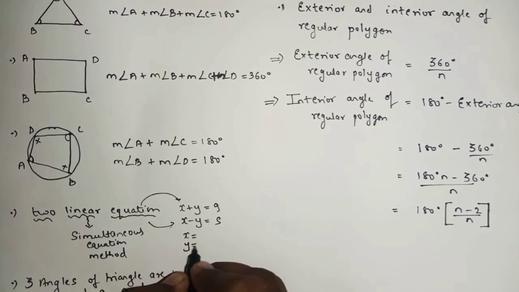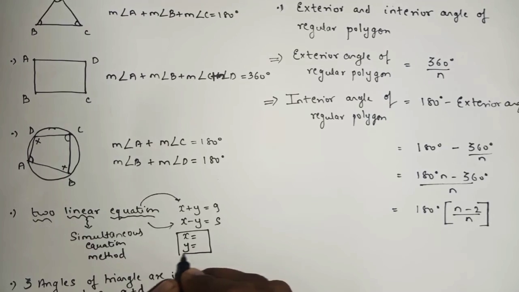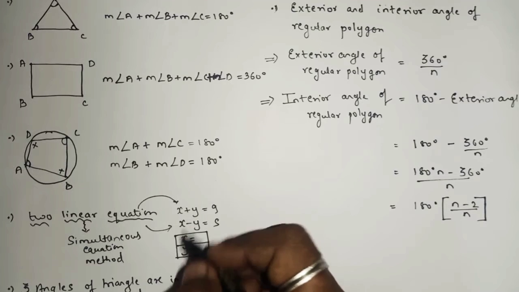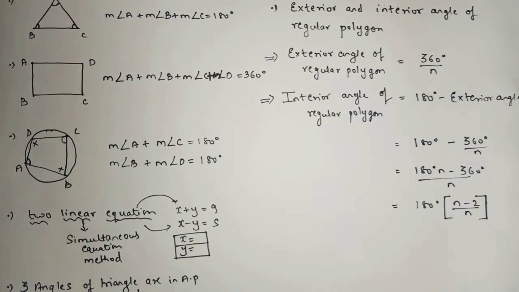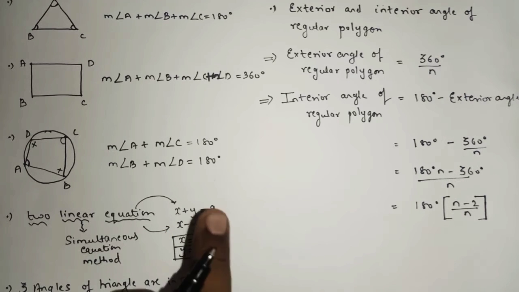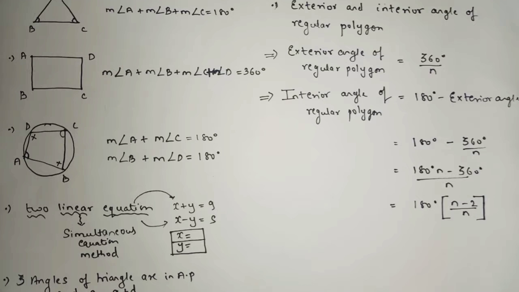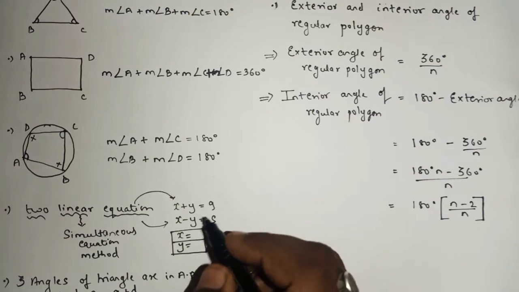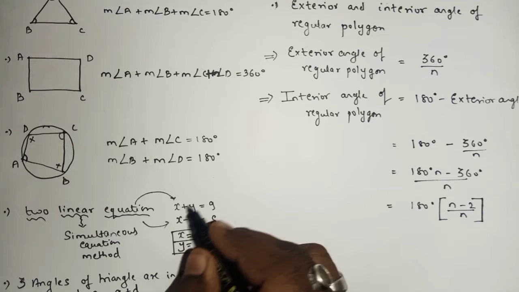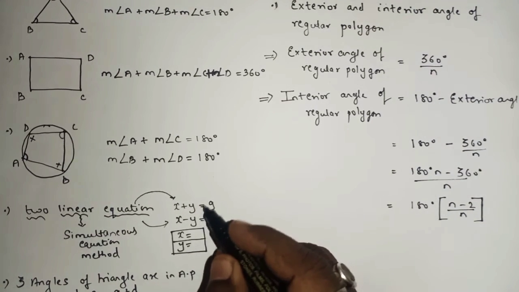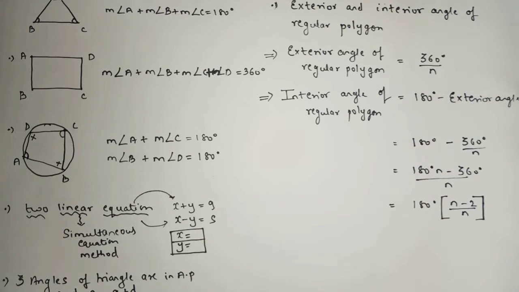I hope you all know how to solve two linear equations simultaneously. Adding, subtracting, yes or no? Y will get cancelled, or x will get cancelled, then substitute the value of x to get the value of y, or substitute the value of y to get the value of x. There are many methods to find x and y. You can use the substitution method also, which was there in 9th standard. You can solve these two simultaneously to get the answer of x and y.